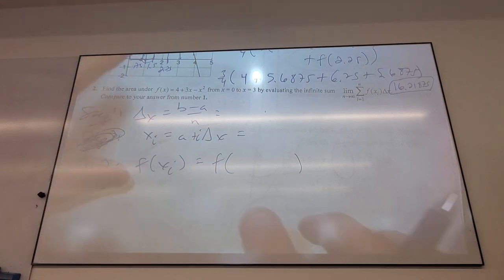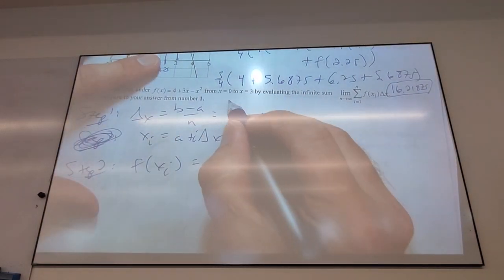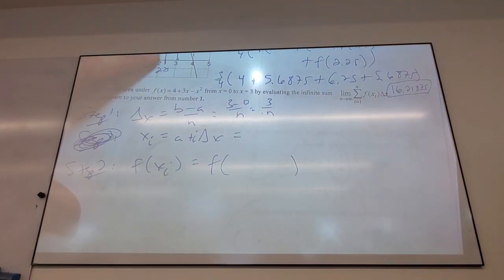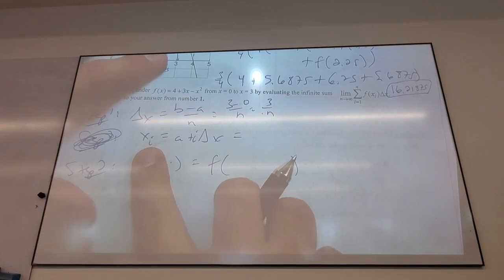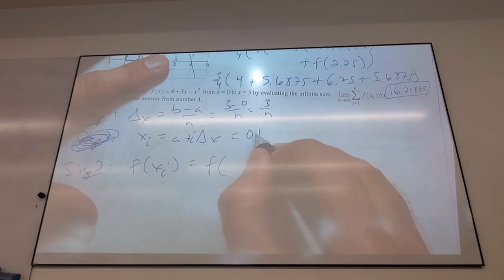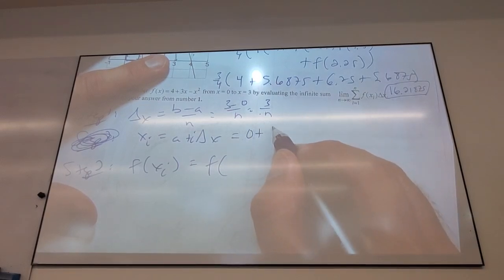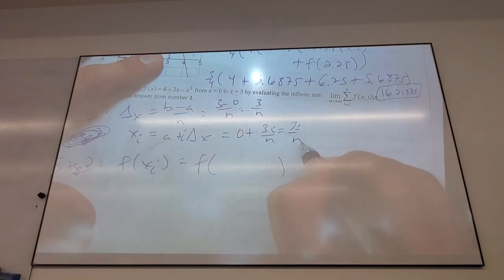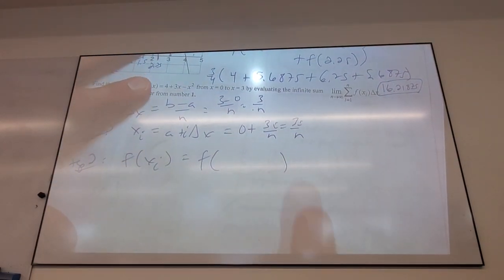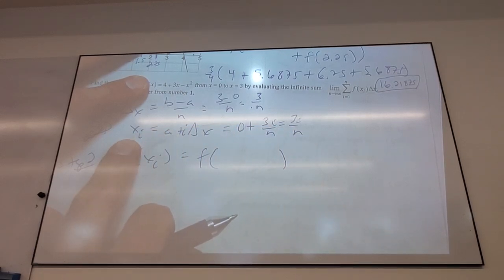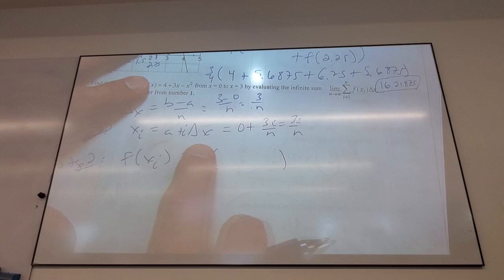What are you guys getting for the width? 3/4. Yeah, 3 over n. So what are you guys getting for x sub i? What's a? 0 plus 3i over n. Is that cool? So you get 3i over n. And what is 3i over n again? It is x sub i, yes? x sub i is 3i over n, yes?